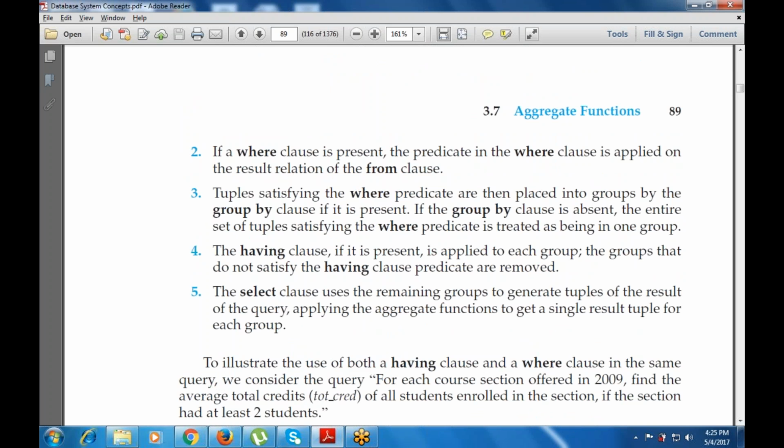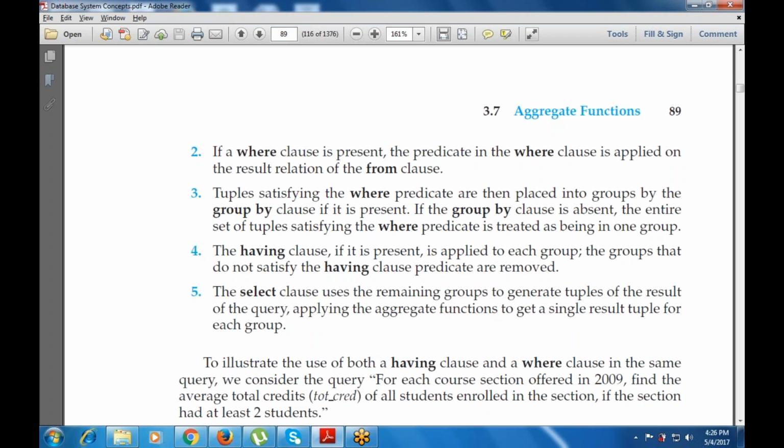And if a where clause is present, then the predicate in the where clause is applied on the result relation of the from clause. And the tuples that satisfy the where predicate are then placed into groups by the group by clause, if it is present. If the group by clause is absent, then the entire set of tuples satisfying the where predicate is treated as being one group.